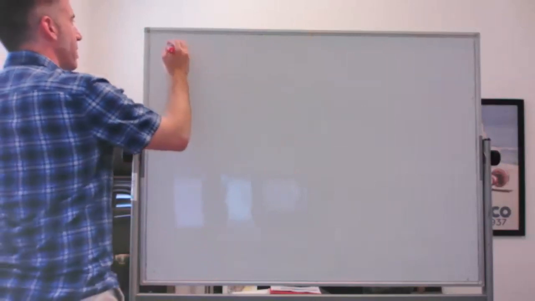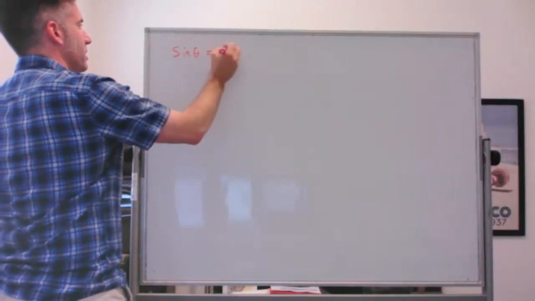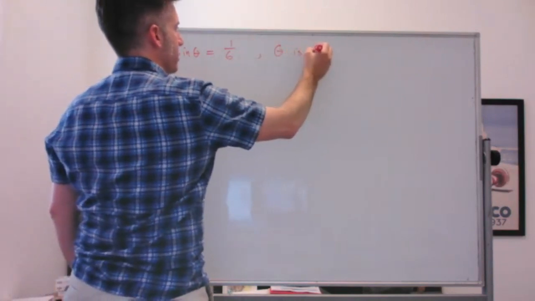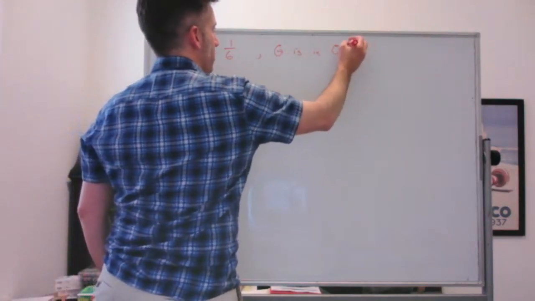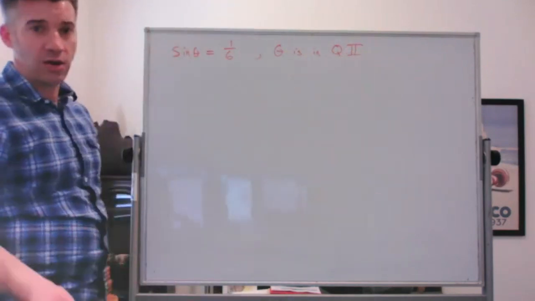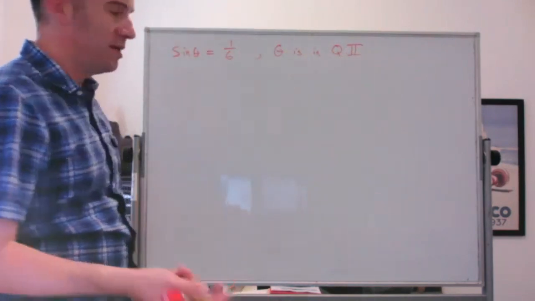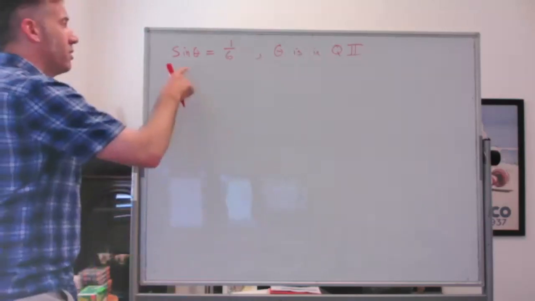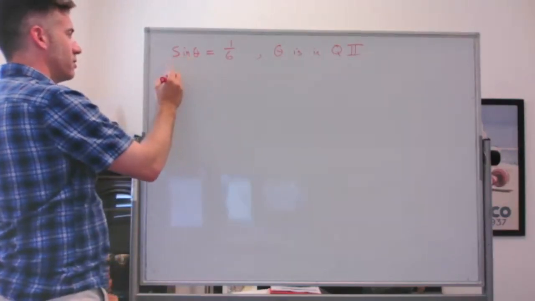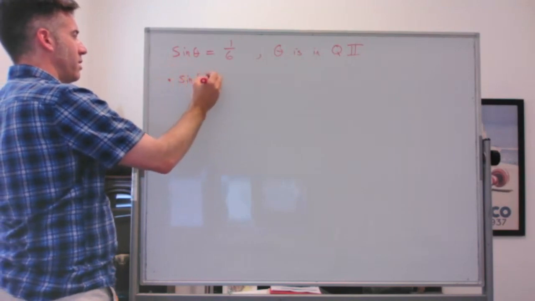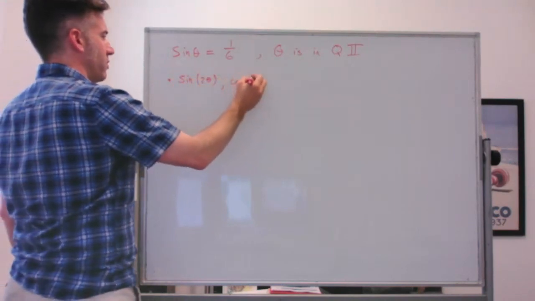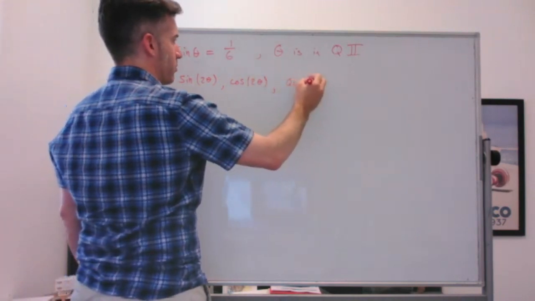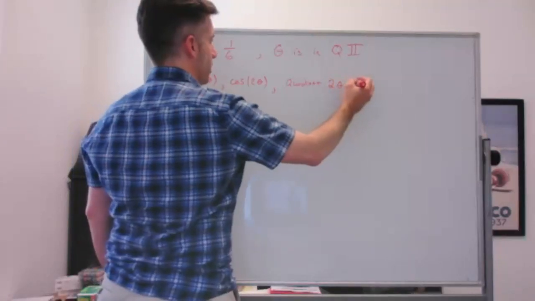So let's look at one more example. Let's say we have that sine of theta is equal to positive 1/6, and theta is in quadrant 2. We're going to ask all the same questions. And this time I'm going to do the cosine one a slightly different way, even though we don't have to. So I want to find sine of 2 theta, cosine of 2 theta, and what quadrant 2 theta is in.